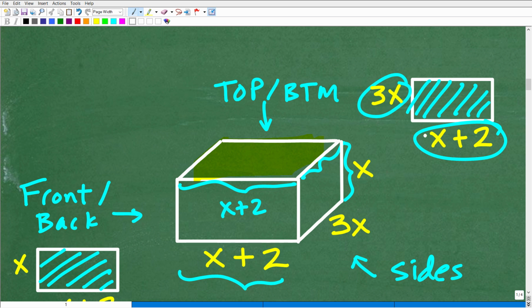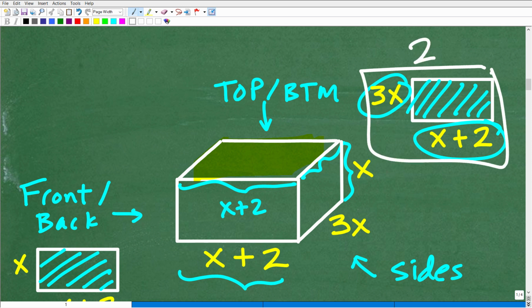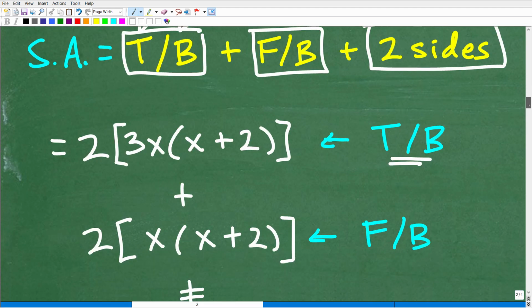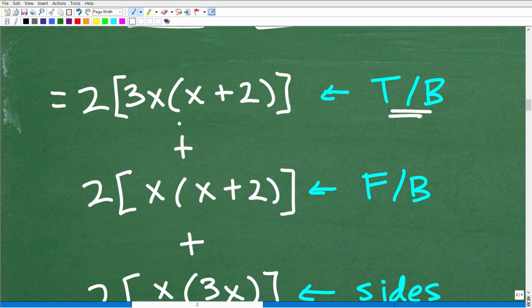Again, we're calculating the surface area, but this would just be, for example, the top. So we're going to have to multiply this by 2 to get the total surface area for the top and bottom, right? So that's just the easiest way. So here is the top and bottom. Again, this is how we find the area.